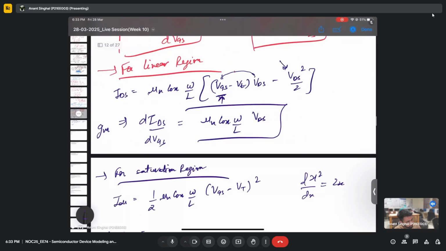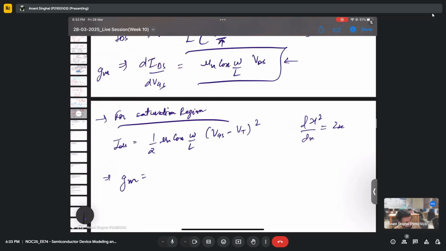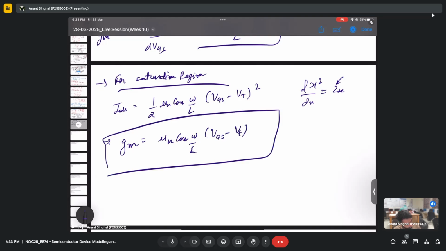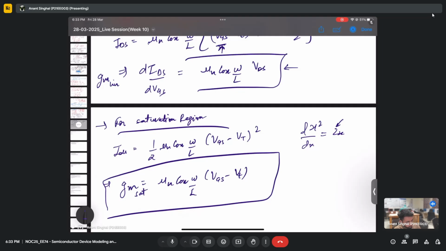Now you see in the linear region the GM is not even related to the input voltage. It will remain constant whatever gate voltage you put. But for the saturation region it is a function of gate voltage. The 2 will get cancelled out by this particular 2. It will be mu n Cox W by L times VGS minus VT. This is what we call GM sat, and this is what we call GM lin. Understood.